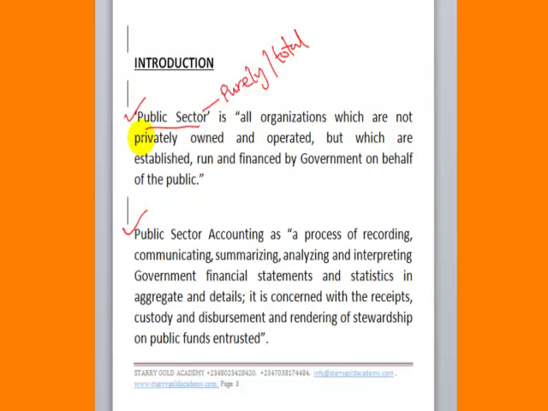What is important is to understand that when we talk about public sector accounting, the word accounting indicates that it is a process. It is not just one action. It is an act of processing data into information that could be used for decision making. So that needs to be understood from that perspective.